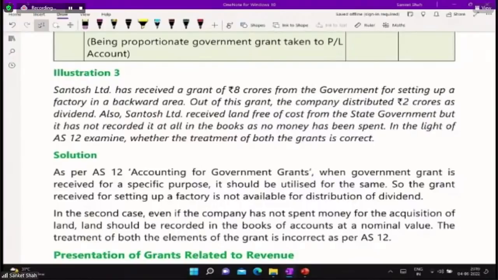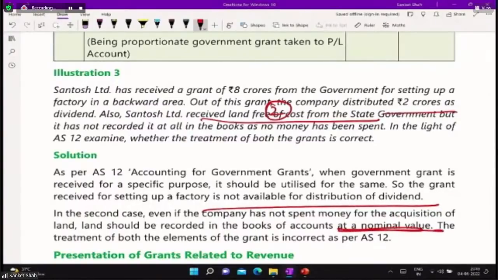So 8 crores received from a government and the company distributed 2 crores, not available for distribution of dividend. And second situation, government is giving a land free of cost. So free of cost, it will be recorded at nominal value. So very simple question. There are 2 questions, beta. Question number 1. So this is question number 2. And setting up a factory, you are getting 2 crores rupees. Yes, very easy question. Chalo. Next one.